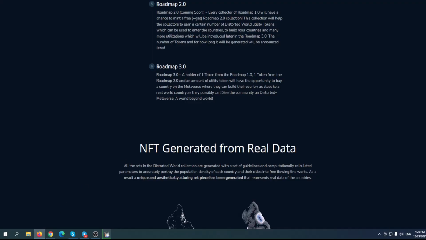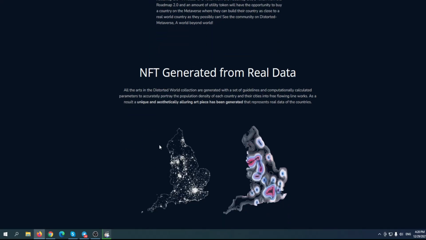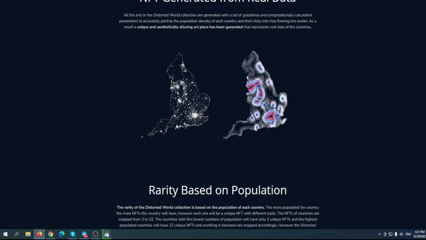And let's go back to what's basically Distorted World. So all the arts in the Distorted World collection are generated with a set of guidelines and computationally calculated parameters, to accurately portray the population density of each country and their cities into free-flowing line works. Like I told you guys, take a look. So more population in some areas, you can see these lines here, and I think it's really beautiful. As a result, a unique and aesthetically alluring art piece has been generated that represents real data of the country.